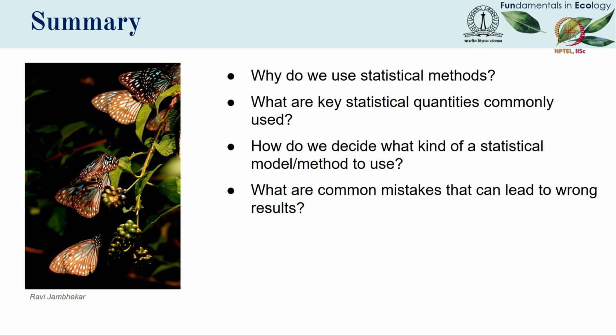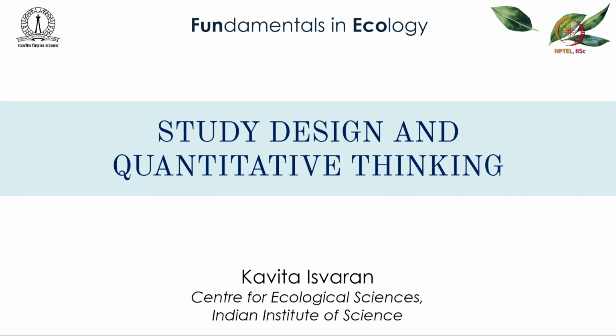So, with that, we end the second part of the quantitative thinking component of this module, where we have gone over why we use statistical methods, what are key quantities, how do we decide what kind of a model or method to use, and what are some common mistakes that can lead to wrong results. With that, this module on study design and quantitative thinking ends here. Thank you.